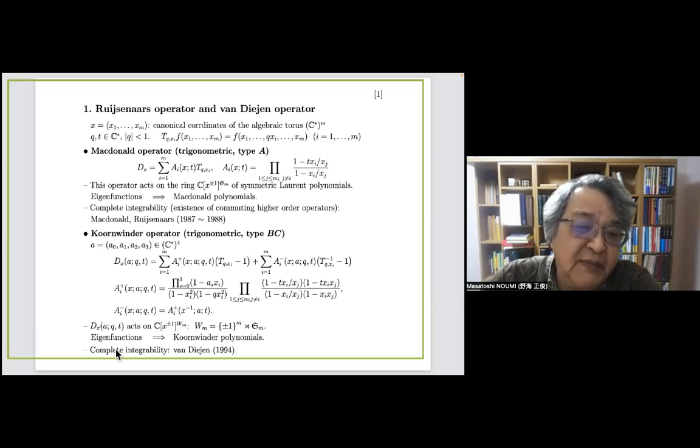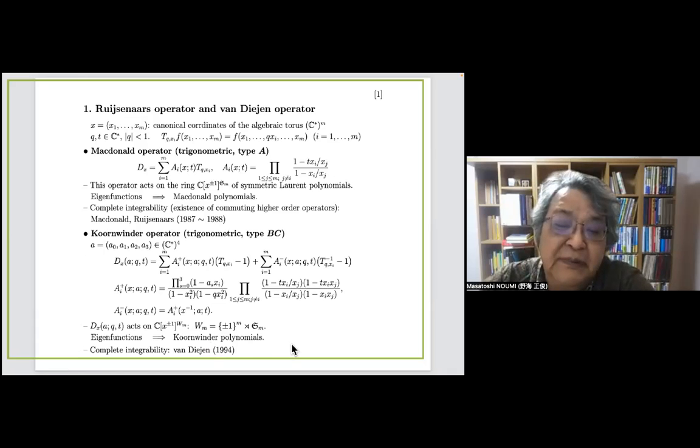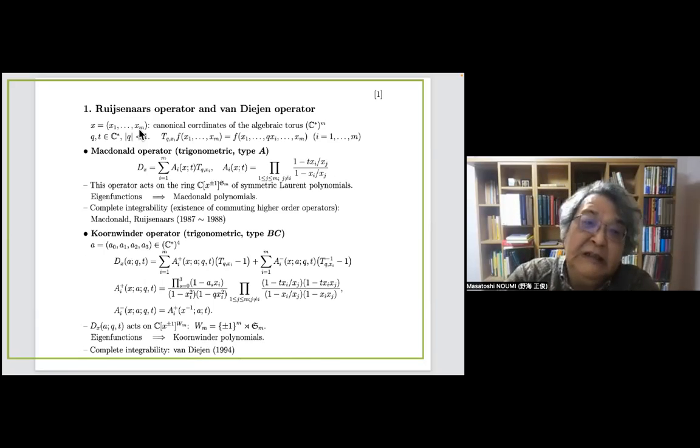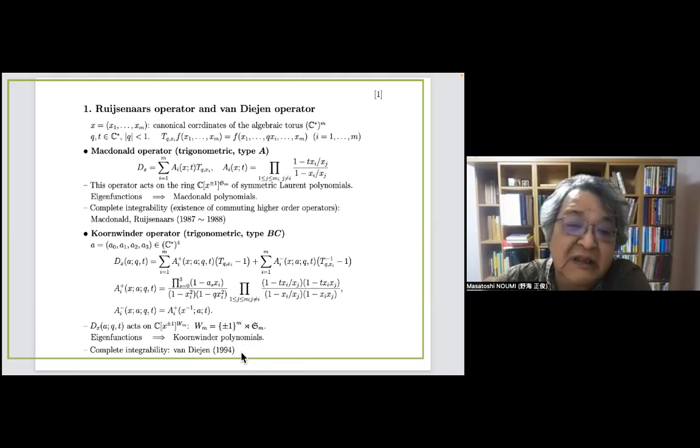But this operator, D sub x with parameter A semicolon q, t, acts on the ring of invariant Laurent polynomials. Invariant means you consider the hyperoctahedral group of degree m, which is a semi-direct product of plus minus to the power m and the symmetric group of degree m. And this symmetric group acts on the variables x1 through xn, permuting the indices of the variables. And this part takes care of the inversion of xi to xi inverse.